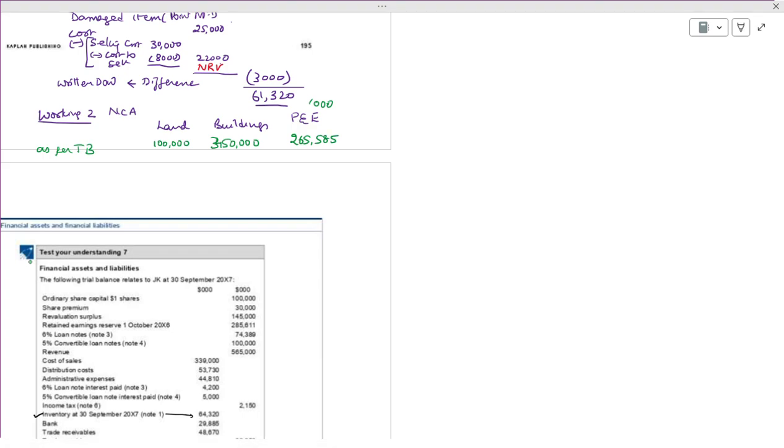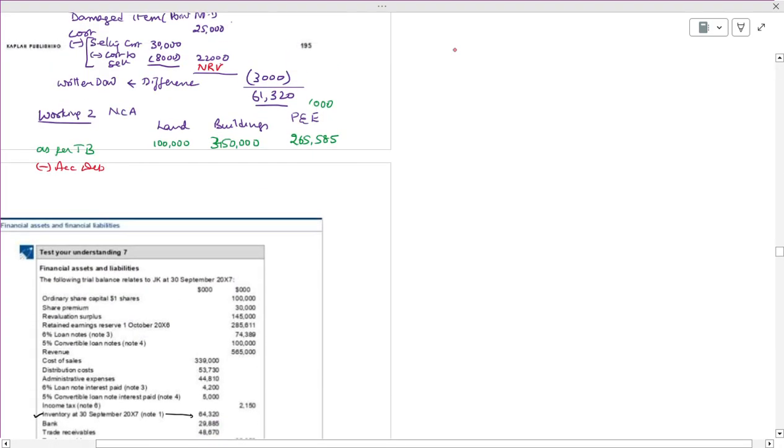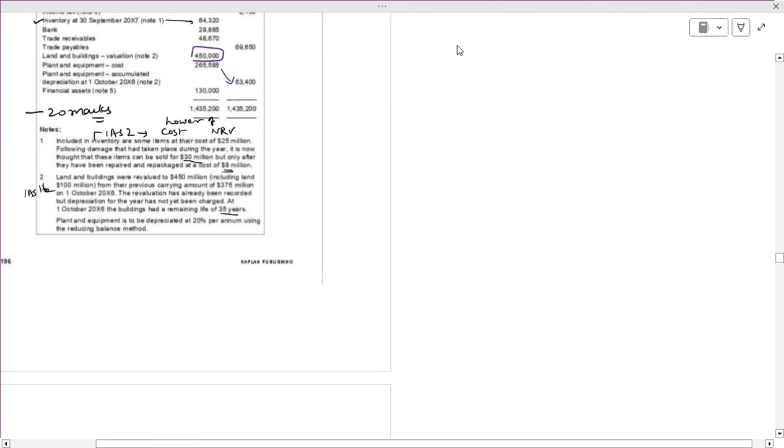Completely we are doing revision for chapter 2. Okay? Now, what is happening? They say that there is accumulated depreciation for plant and machinery. How much is there? You see plant and machinery, 63,400. Fine. Now, what do they mention here clearly?